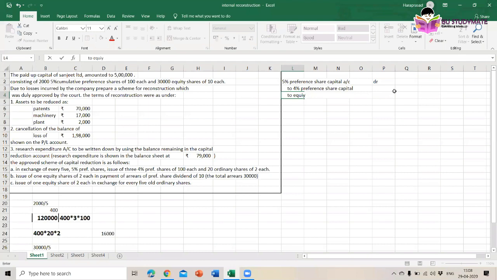How it comes? Yesterday only I have explained you. 400 into 3 into 100. And then for the equity share capital, that is 400 into 20 into 2. That is 16,000. And totally, how much we have in the preference share capital? So totally we have 2 lakh rupees.